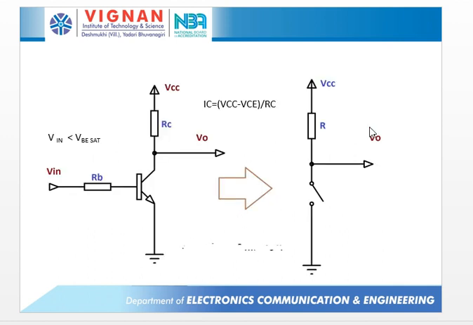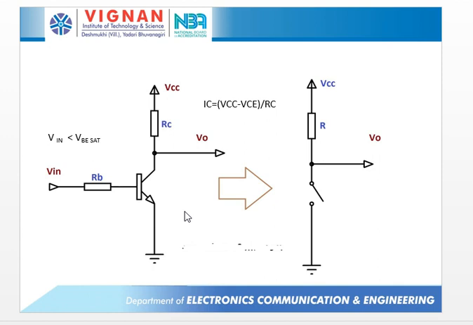When you see the transistor circuit here, whenever some input is applied through a base resistor, if that input is less than the saturation VBE sat, that value is 0.7 for silicon and 0.3 for germanium, then our transistor acts as an open circuit, that is, an open switch. When it is greater than VBE sat, then it acts as a closed switch, that is, in the on position.